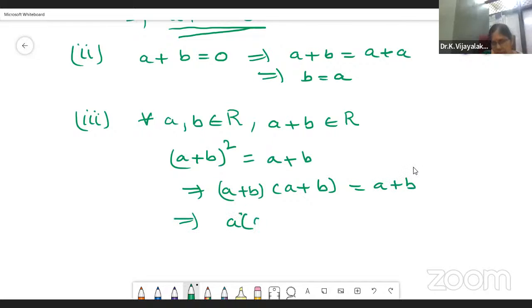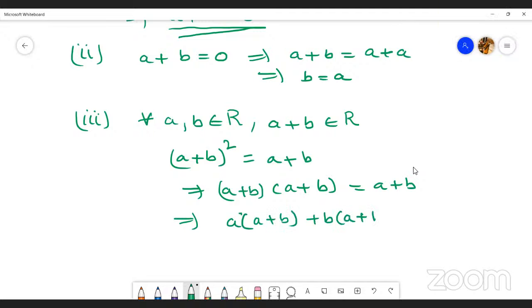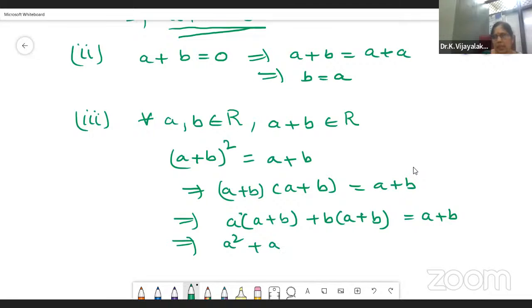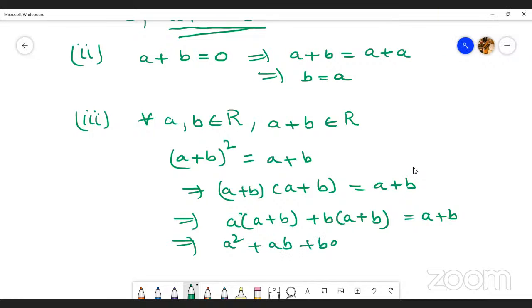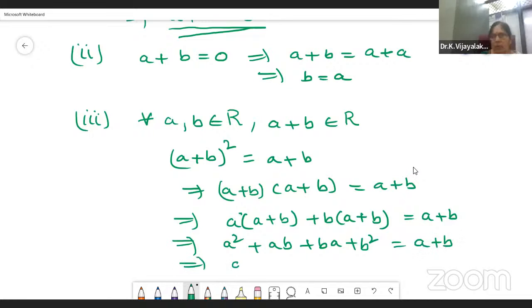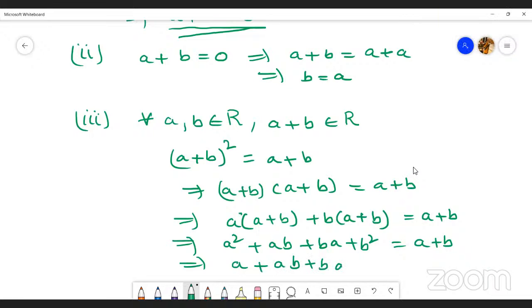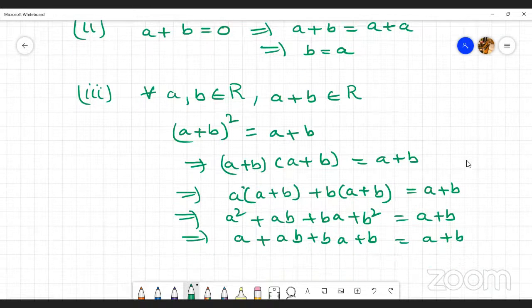A into A plus B plus B into A plus B equals A plus B. This implies A square plus AB plus BA plus B square equals A plus B. Again, tell me what is A square? A only. So A plus AB plus BA plus B equals A plus B.